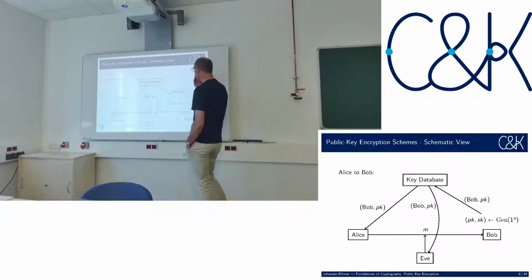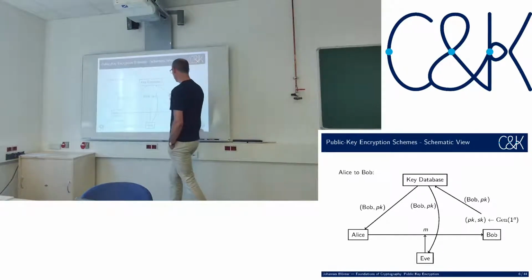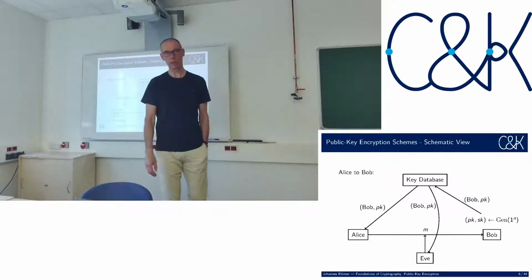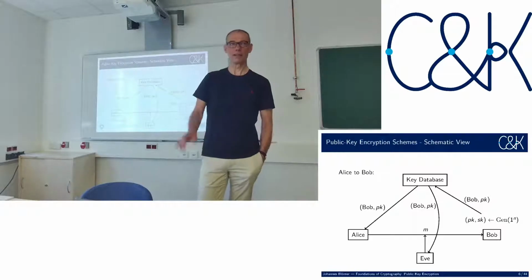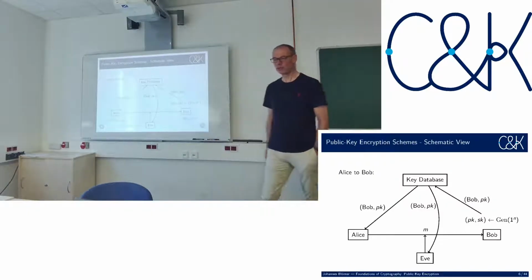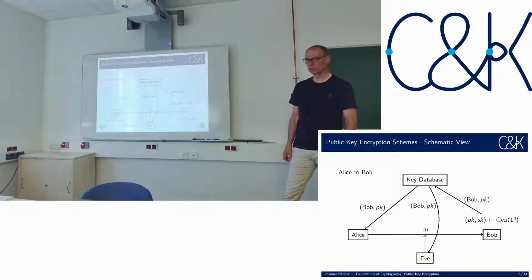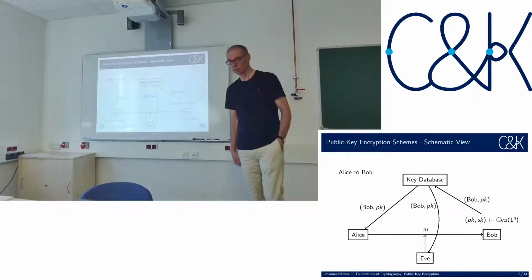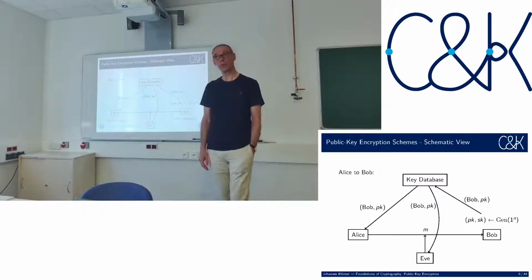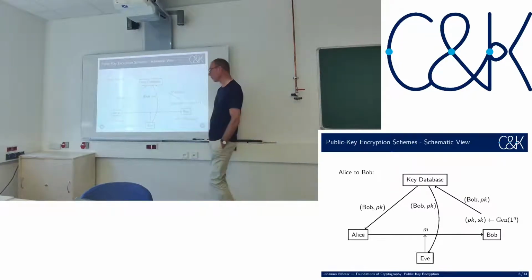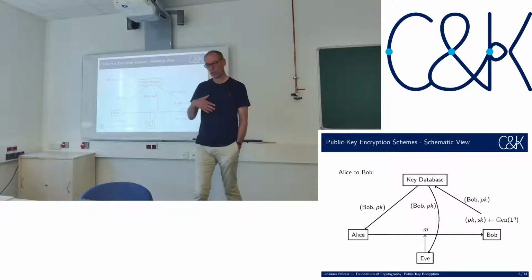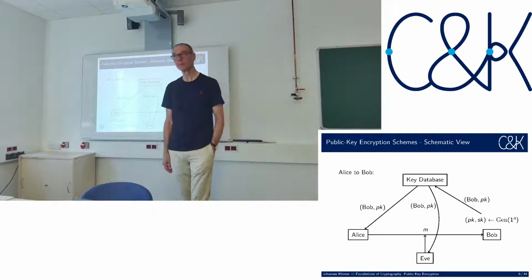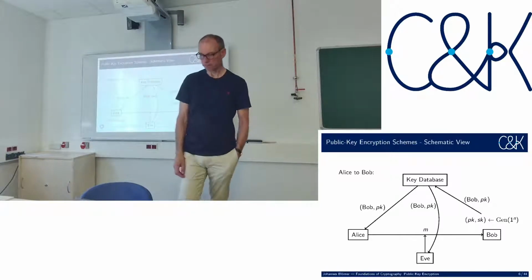As in the case of digital signatures, we also have to make sure that when Alice retrieves Bob's public key, that's really Bob's public key. And as I said before, we'll later briefly look at how to do this using certificates, or actually digital signatures. But for the time being, we don't worry about that. So we always assume that if Alice thinks she has Bob's key, she actually has Bob's key. Okay.